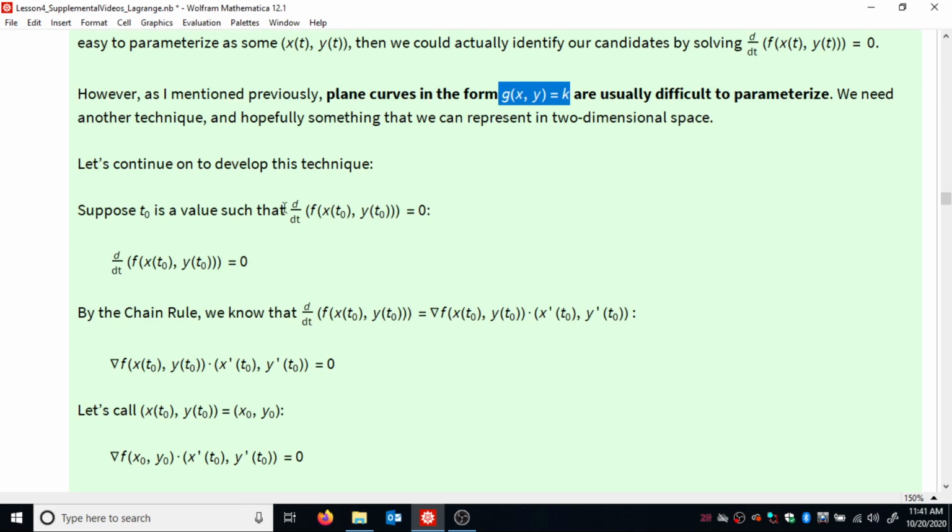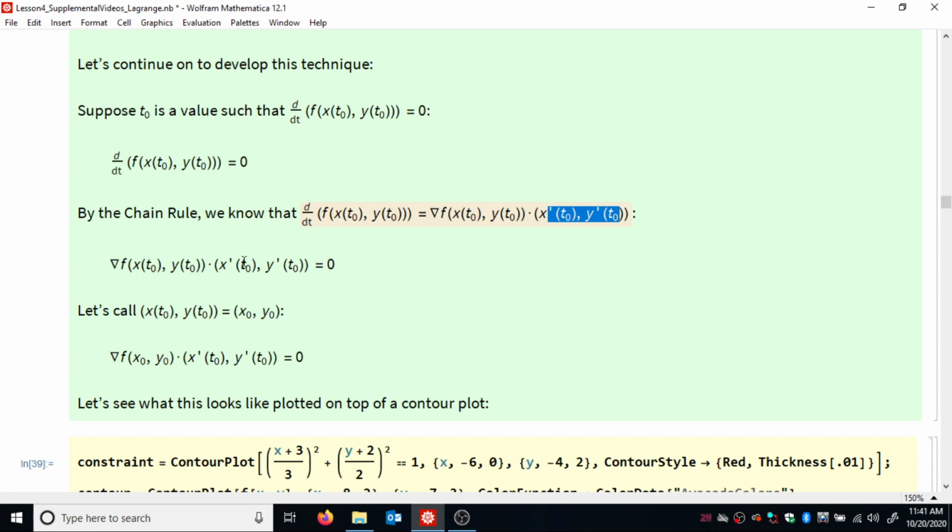So again, we're looking for the places where df/dt is equal to 0. But we already know the chain rule. We know that df/dt is equal to the gradient vector dot producted with the tangent vector. So now we have a slightly different condition here. If we could find the places where the gradient vector and the tangent vector have a dot product of 0, we have found our candidates. But remember that two vectors have a dot product of 0 if and only if they're perpendicular to each other.